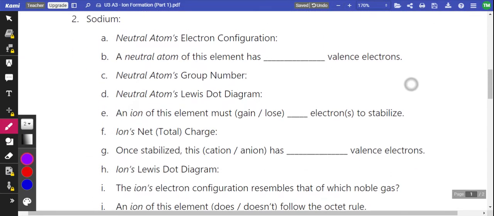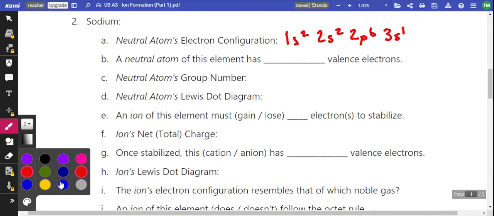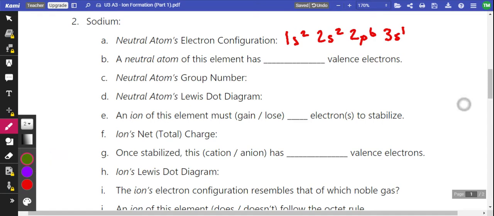Next up is sodium. All right. Well, let's look at sodium's electron configuration. It ends at 3s1. All right, it's got a total of 11 electrons. So it looks something like this. 1s2, 2s2, 2p6, 3s1. Okay? So a neutral atom of this element has how many valence electrons? Well, its farthest out energy level is the third energy level. And it only has one electron in that s orbital there. So sodium only has one valence electron.